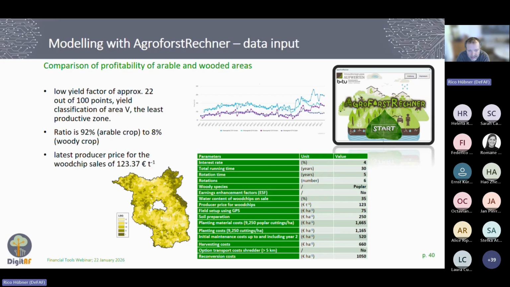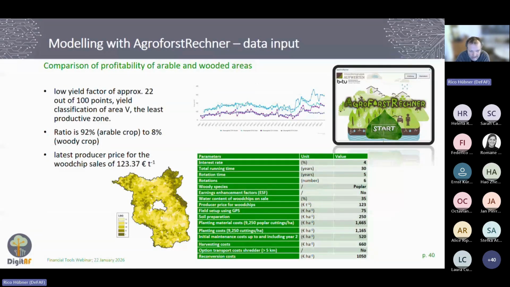We are not using the enhancement factor for positive effects on the crop, which you can put in as a percentage. As you know, you may have positive effects with respect to the microclimate and so on. You define the water content of the wood chips at 35%, and the producer price I already mentioned, and other costs, for example, setting up the field, using a GPS, additional soil preparation, the cost of planting materials.